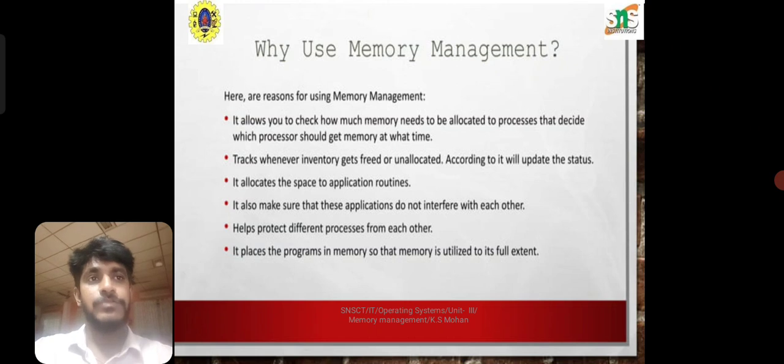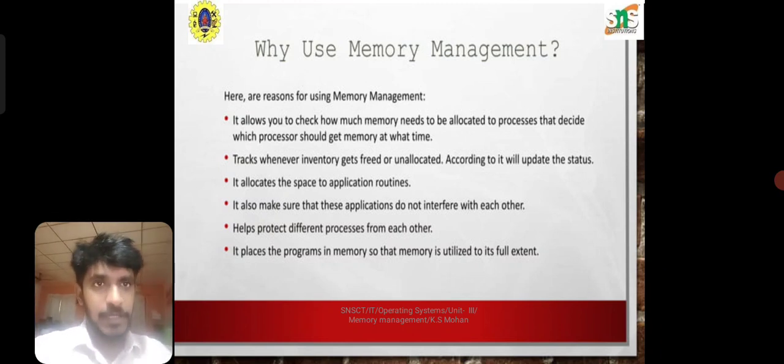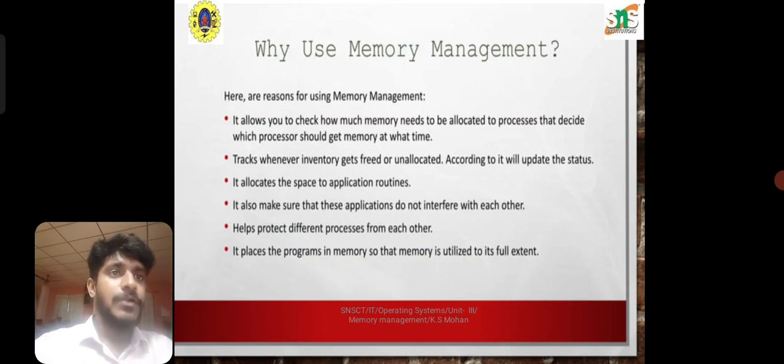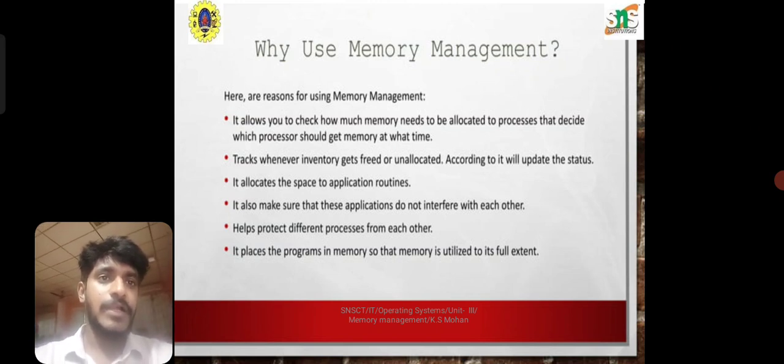So why do we use memory management? Here are the reasons. It allows the OS to check how much memory needs to be allocated to a process and to decide which process should get memory at what time. It tracks whenever memory gets freed or unallocated and updates the status accordingly. It allocates space to application routines. It also makes sure that these applications do not interfere with each other, so it helps protect different processes from each other. It places the program in memory so that memory is utilized to its full extent.